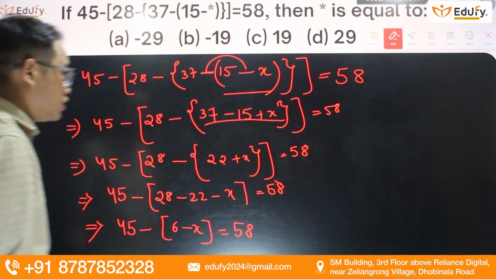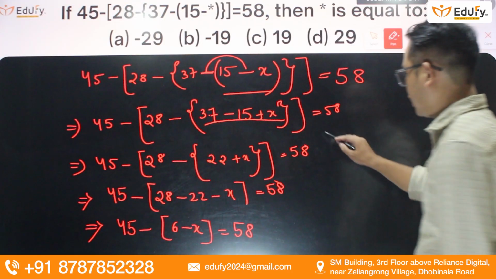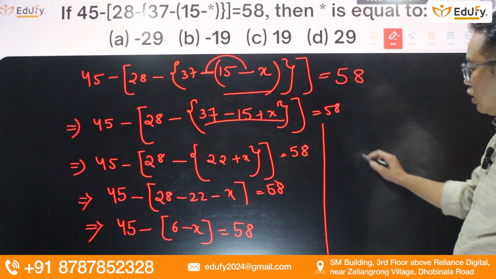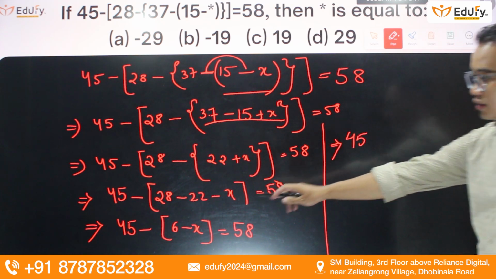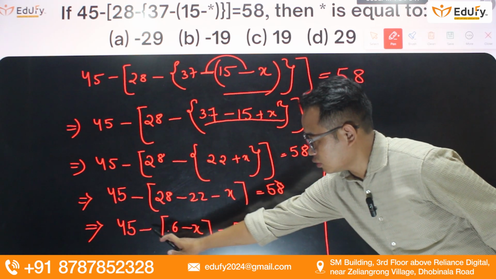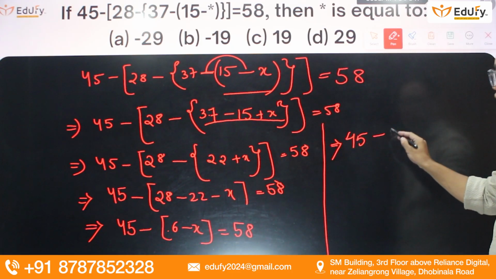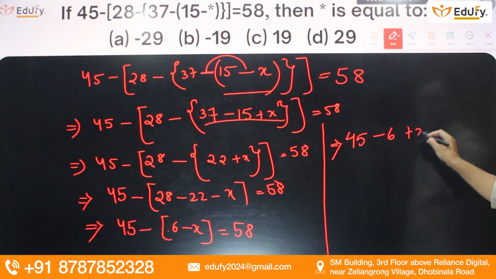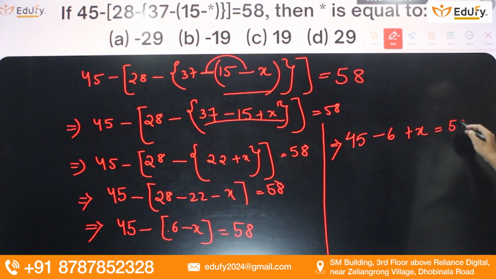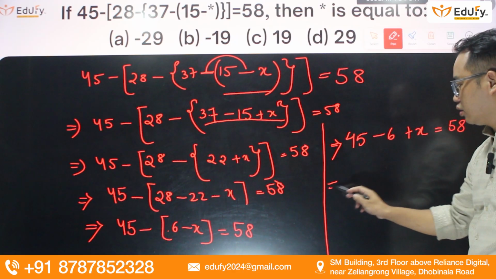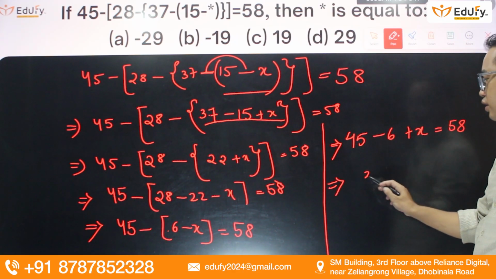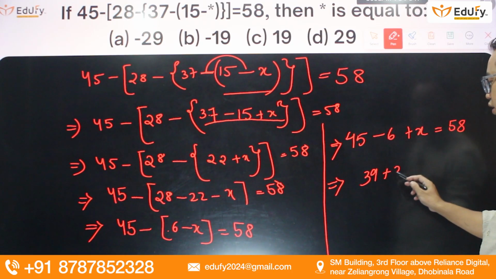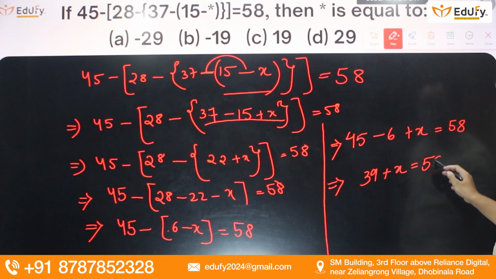Right? After this, same thing, I will open the brackets again. Here, I've got 45 minus, this is a positive number, so minus into plus, minus 6, and then minus into minus, plus x is what I'll get here, which is equal to 58. Now here, I'll subtract these 2, I'm getting 39 plus your x, which is equal to 58.